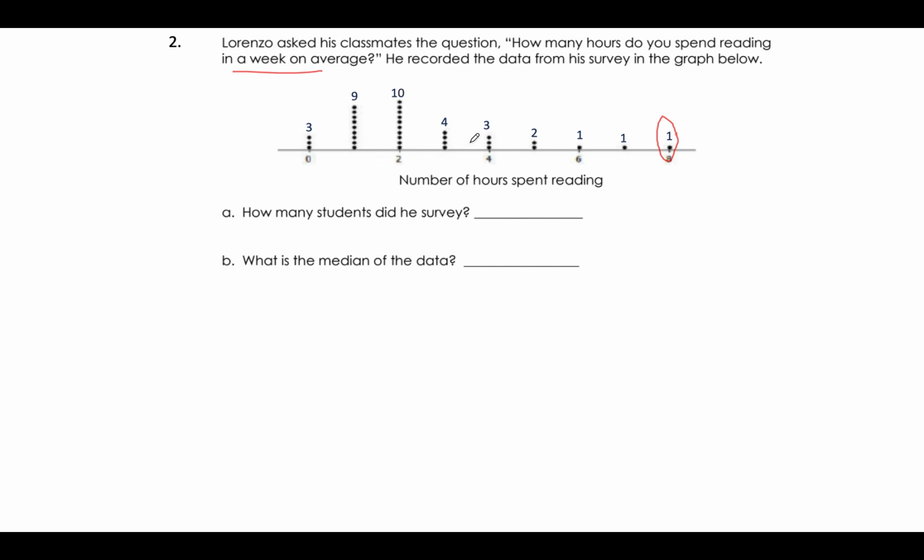4 people read for 3 hours. 3 people read for 4 hours. 2 people read for 5 hours. 1 person read for 6 hours. 1 person read for 7 hours. And 1 person read for 8 hours. So, how many students totally surveyed? We just need to add all of these up.